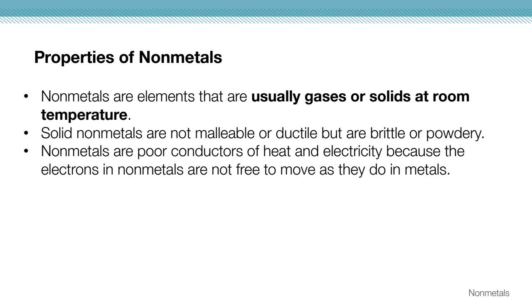So we'll start with nonmetals and some properties. Remember, metals were hard. Most of them were solids at room temperature. They were ductile. They were malleable. With nonmetals, these are usually gases or solids at room temperature. Some of them are liquids like bromine, but typically they're going to be gases or solids at room temperature. And the solid ones are not like metals. They're not able to be formed into different shapes because they don't have that sea of electrons. They're pretty brittle. So if you hammer at them, they'll either break or turn into some type of powder.